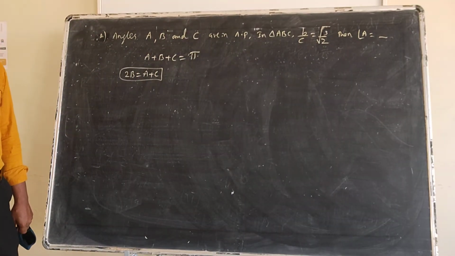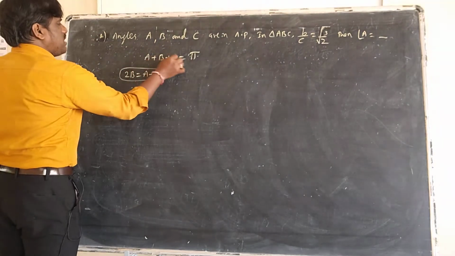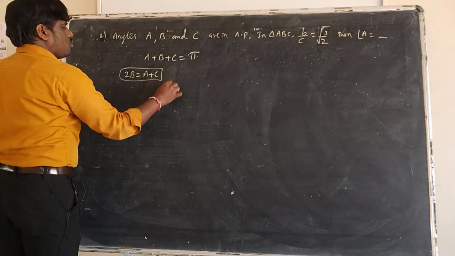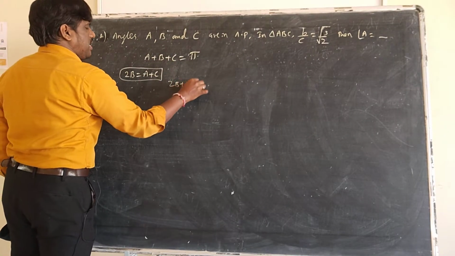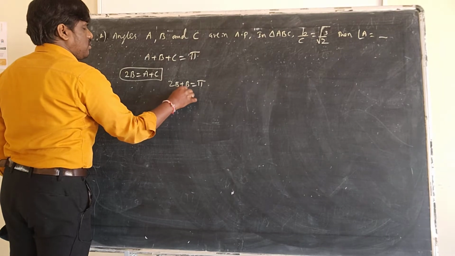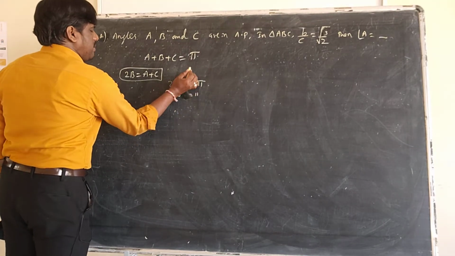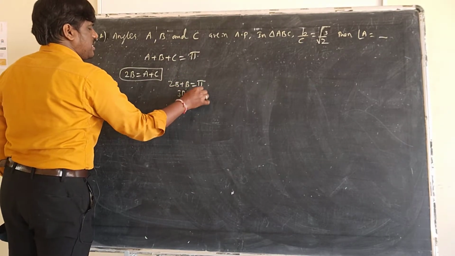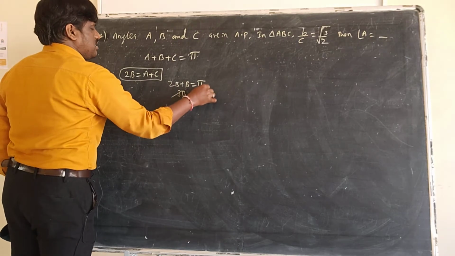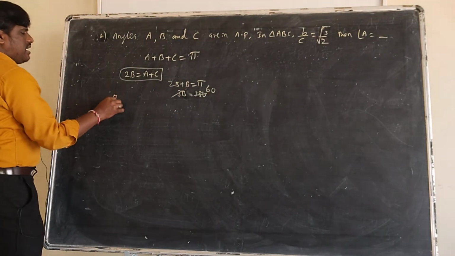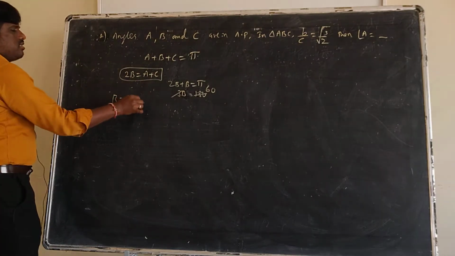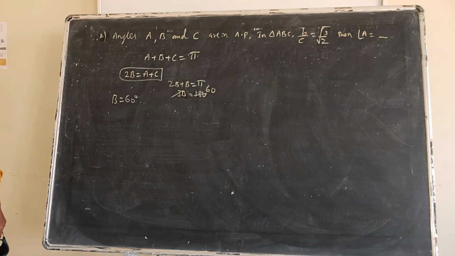Sequence and series I explained. So here A plus C will become 2B. So 2B plus B is equal to pi. So I get 3B is equal to pi, which means 180 degrees, and you can cancel, getting 60 degrees. So angle B is directly 60 degrees. Any time they say A, B, C are in AP, the middle angle will be 60 degrees.